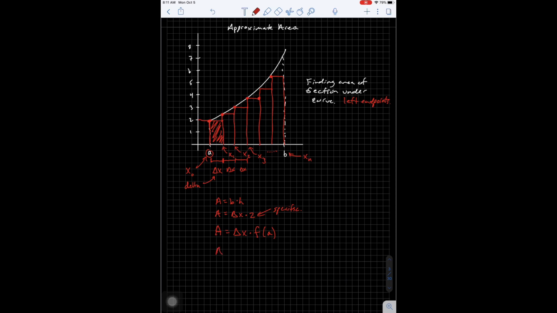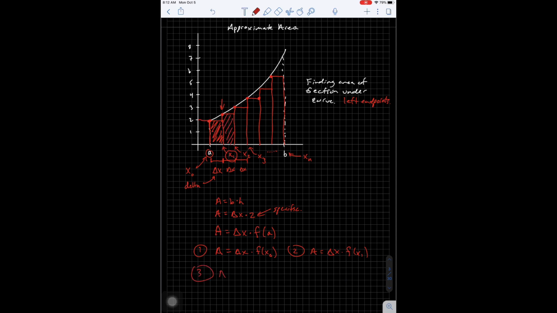So we would say that the area is going to be delta x times f of x naught. That's that first rectangle. Now, what about the second rectangle? So this is our first rectangle. Our second rectangle, the area is going to be delta x again, that's the base, times, but now the height of the rectangle right here is the value at x sub 1. So we would call this times f of x sub 1.